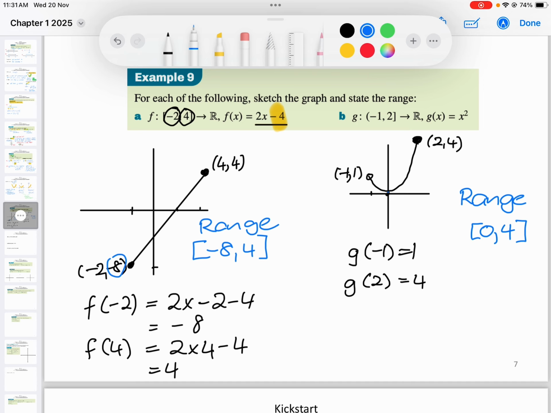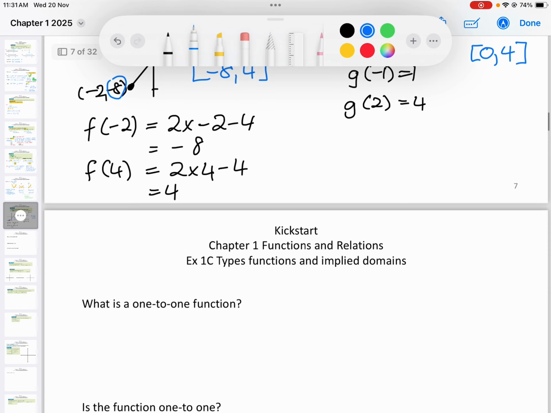So that takes us on to the next exercise. So you can now do all of 1A and 1B.